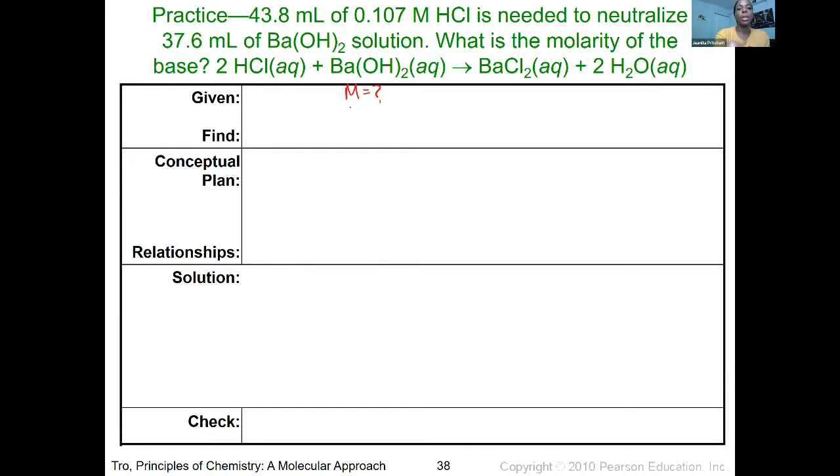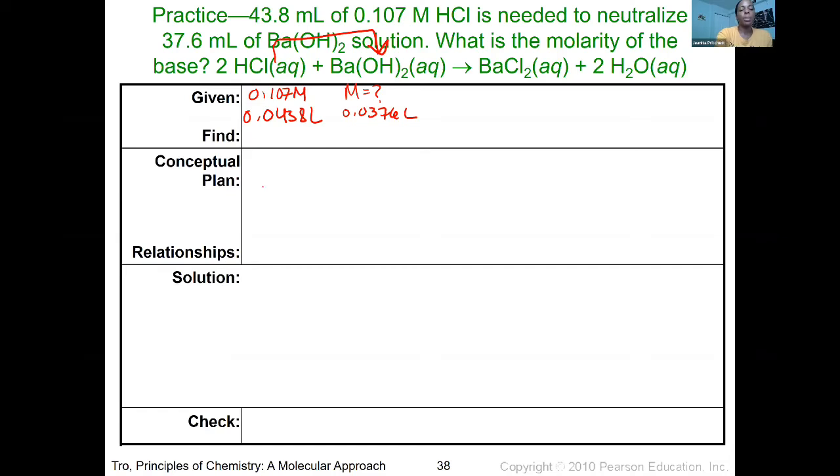We know that the volume that we have is 37.6 milliliters. I'm just going to go ahead and write that as liters because we know we need to convert those volumes to liters. And we know that we also have 0.107 molarity and 0.0438 liters. And so if we multiply those two things together, that'll allow us to get to moles first, and then we can continue on our pathway, okay?